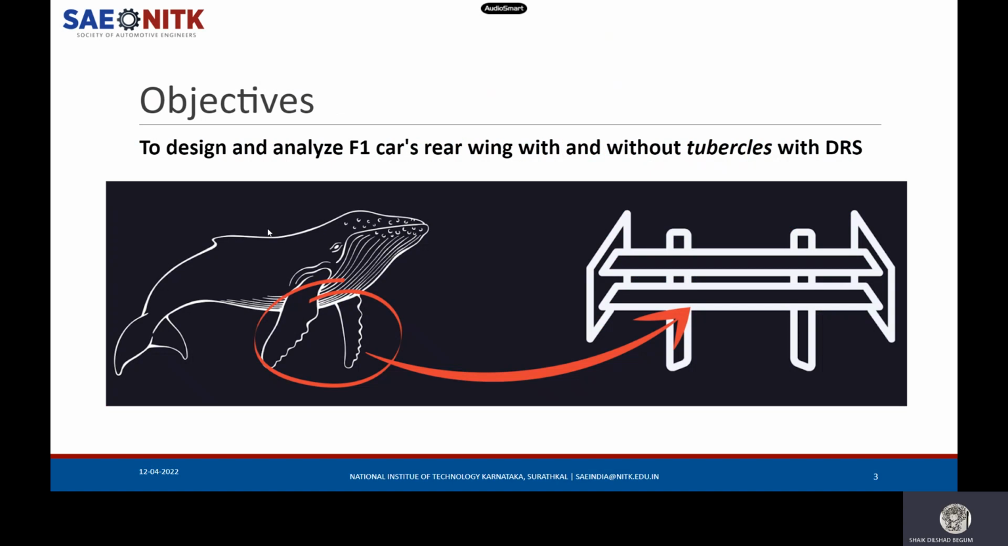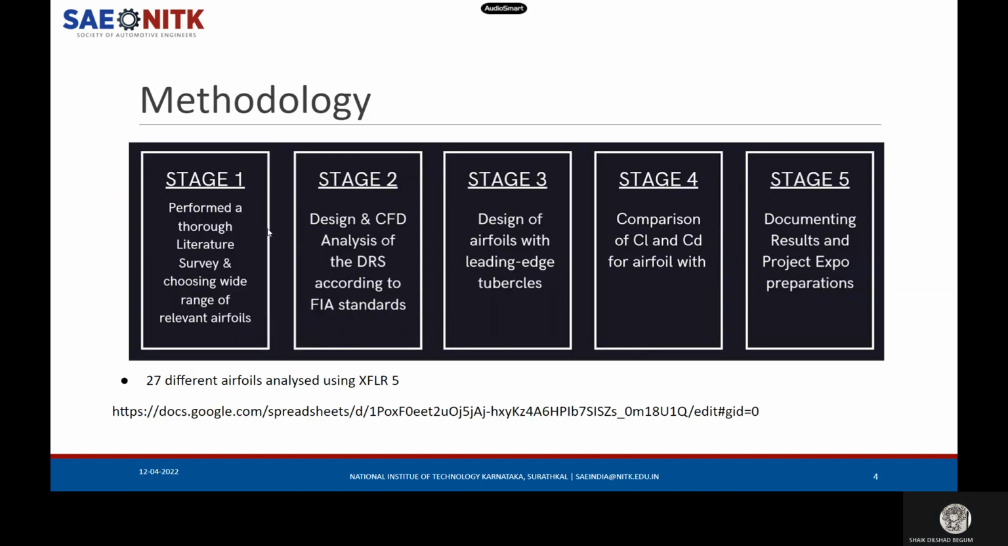Coming to the objectives, to design and analyze an F1 car's rear wing with and without tubercles with DRS. Coming to the methodology that we opted, first of all, the project started with performing a thorough literature survey and choosing a wide range of relevant airfoils. 27 different airfoils were finalized and analyzed using XFLR5.